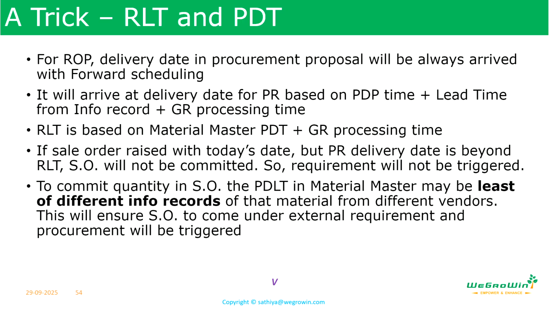To avoid this, it is better to commit the quantity from sale order with available stock, PR and PO. So system will automatically consider it for the next procurement proposal. For this, what should we do? My suggestion is to keep the planned delivery lead time in material master MRP2 view matching with the least of different info records. That's very important. The least of different info records, keep that as the planned delivery lead time. I hope this is clear. If not, please again stop here and discuss it, and also hear the discussion we had so far. This is very important. Otherwise, the full benefit will not be obtained.